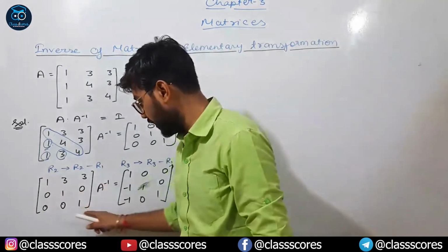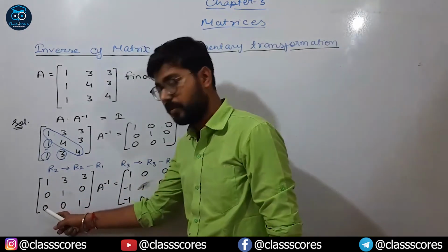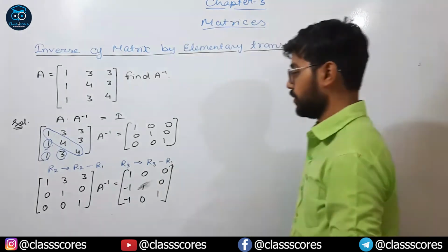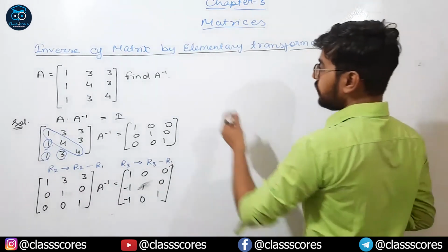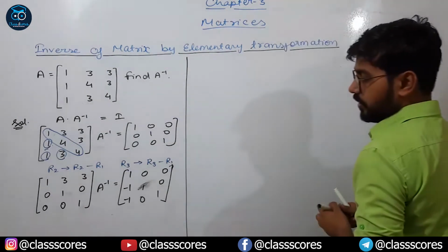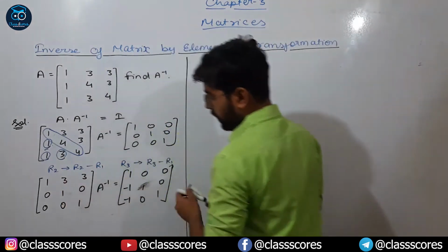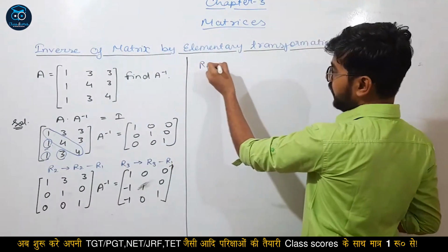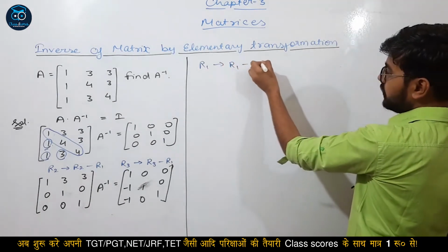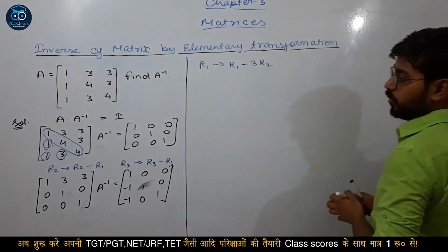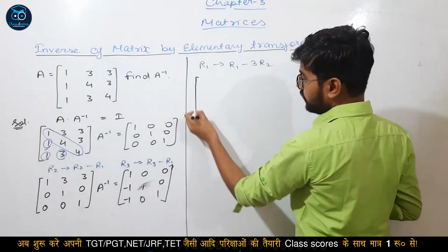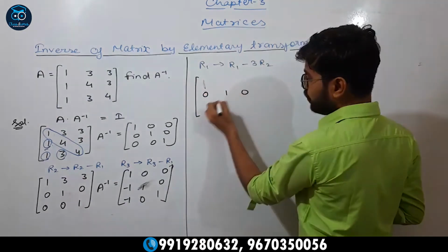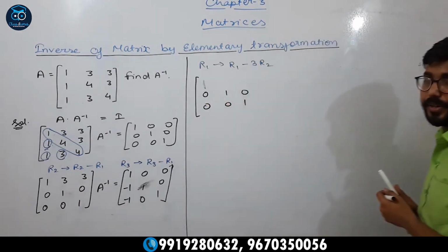Okay, this target was achieved. Already these terms have become 0, and this has become 1. Now we need to convert these two terms into 0. Here it is 1, here it is 3. If we multiply R2 by 3 and subtract it from R1, we can say R1 changes to R1 minus 3 R2. So what do we get? There is no change in R2 and R3, so we can write them as they are.